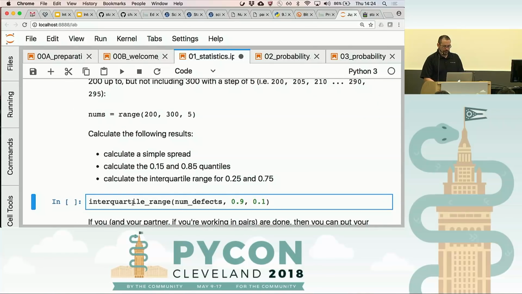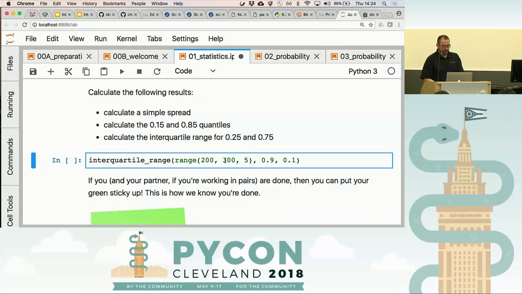So if I want to bang out an interquartile range for all of these guys, I can say range 200 to 300 with a step of 5. For those who are not familiar with the range function, the second value that you put, range will go all the way up to it, but it will not include that value. And this third number you can give the range function tells you what step to take.